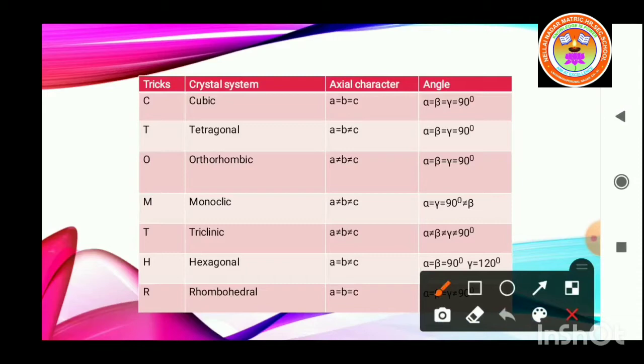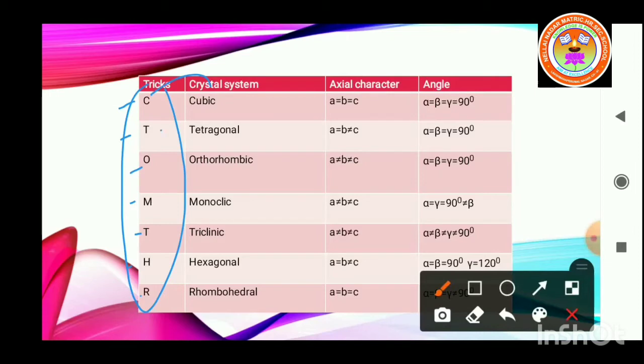The first one is, see the letters: C, T, O, M, T, H, R. So it is simply called "C Tom there". What is the trick here? C Tom there. Okay. C here is represented as cubic.